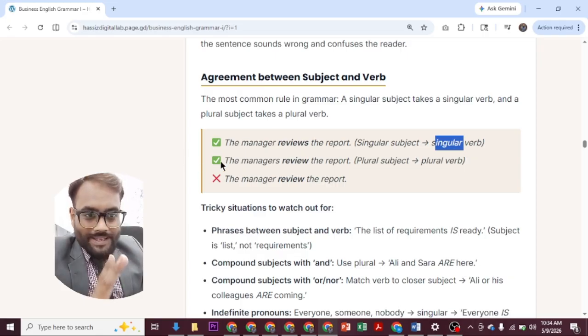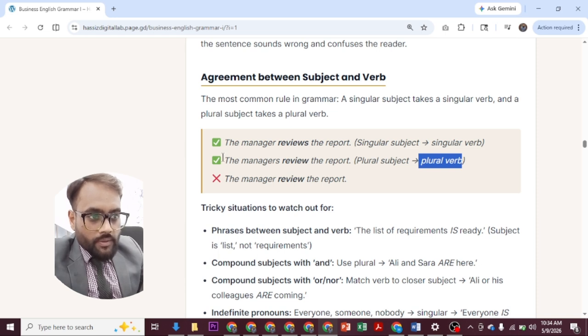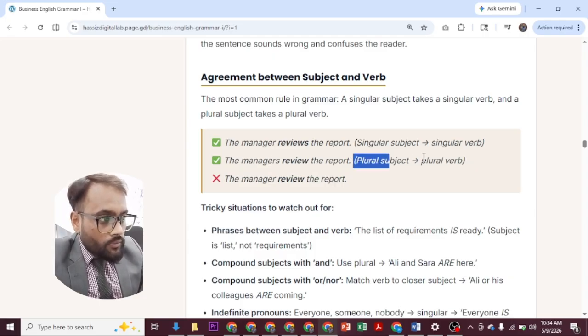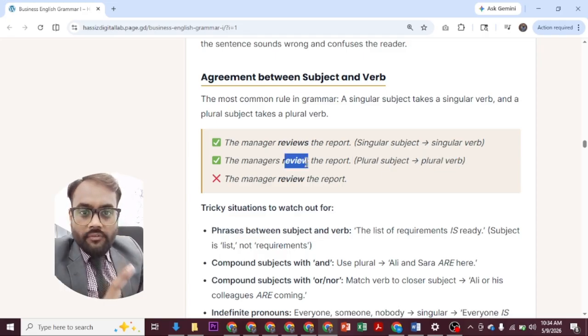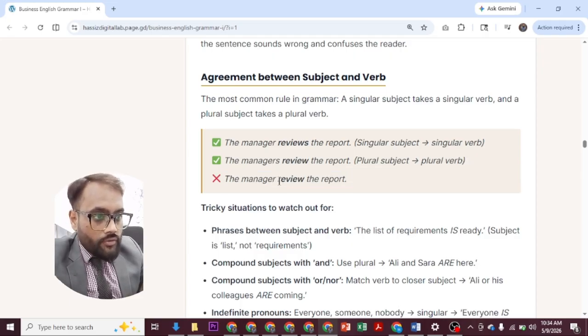Okay, let's talk about the second example, the managers. They are different people, multiple managers. The managers review the report. What are they doing? They are reviewing the report. Plural subject, plural verb. "Review" over here is a plural verb. Okay, the wrong version is this: if you write "the manager review the report," it's wrong. Why? Because you have to put the s over here. "The manager review the report" is wrong.